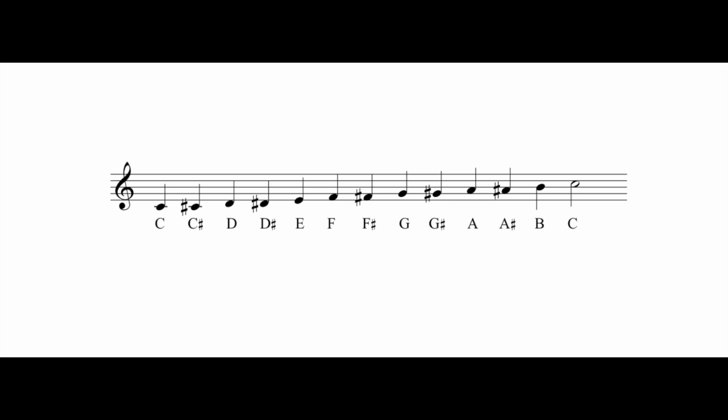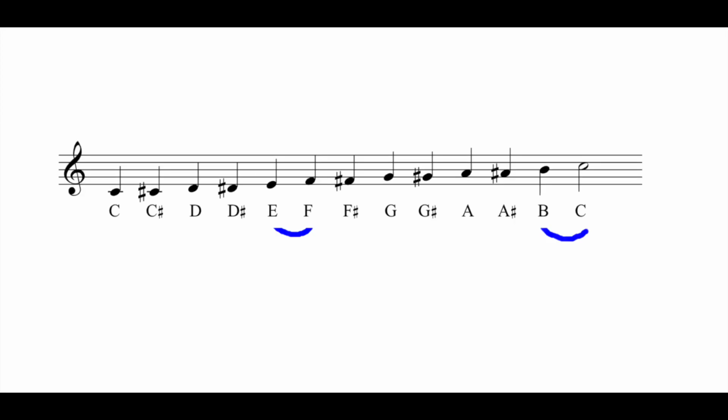The naming just depends on the key, which is something we'll get into later, but as far as a general concept, C sharped a half step to C sharp is the same as D flattened down a half step to D flat. You will notice that there are two half steps that don't have a sharp or flat there, and those are E to F and B to C.